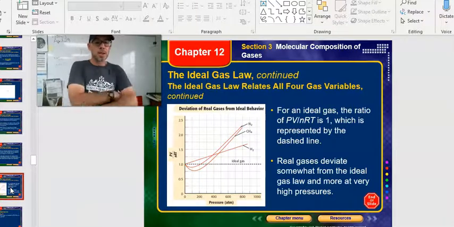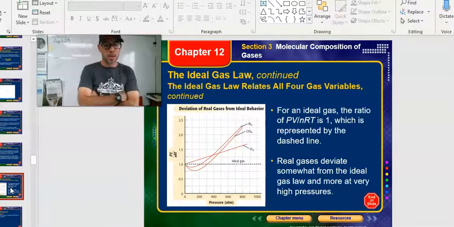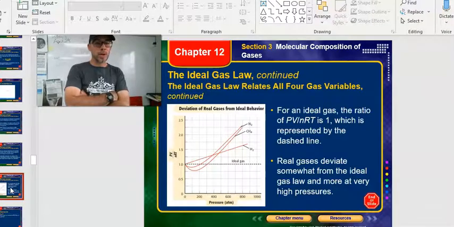Okay, so you can see here that the curves are the way that real gases behave. The dotted line is the way that ideal gases would behave, and there are only a few places where they're close to each other. For nitrogen, it looks like it's a little bit above 200 atmospheres, and for methane about 360.